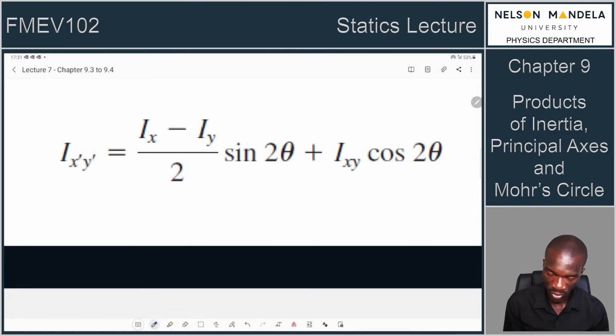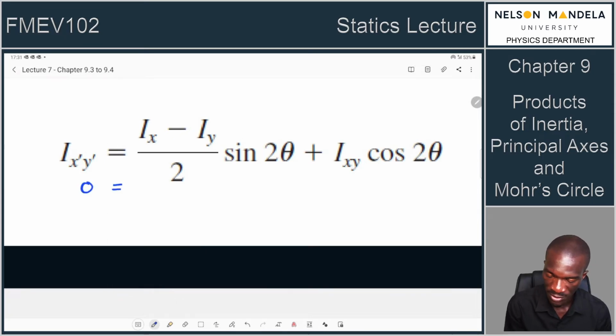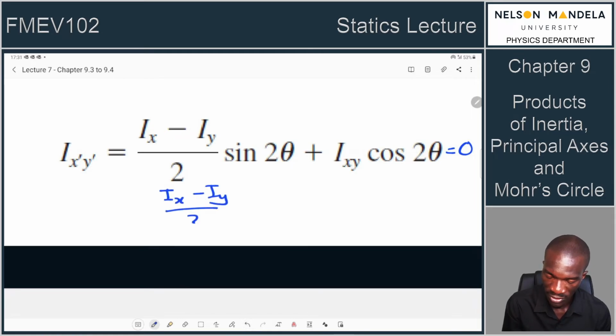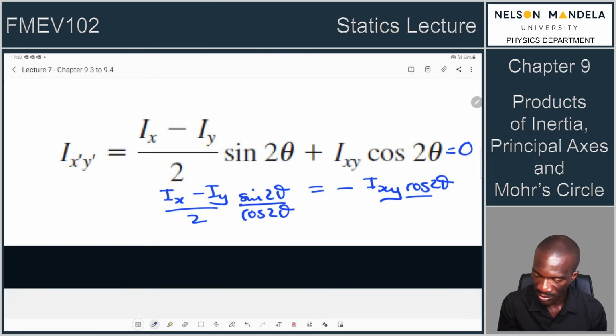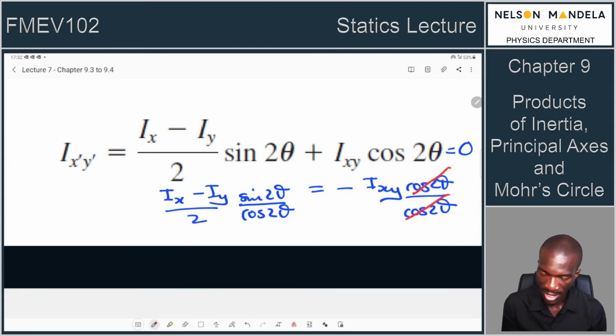So if we equate this equation to 0, on the left hand side we have 0 equal to all those terms, right? Now if we take our second term to the right hand side, we have (Ix minus Iy) over 2 sine 2 theta equal to minus Ixy cos 2 theta. Divide both sides by cos 2 theta. What do you get? These cancel out, and in the end you have a tan 2 theta.